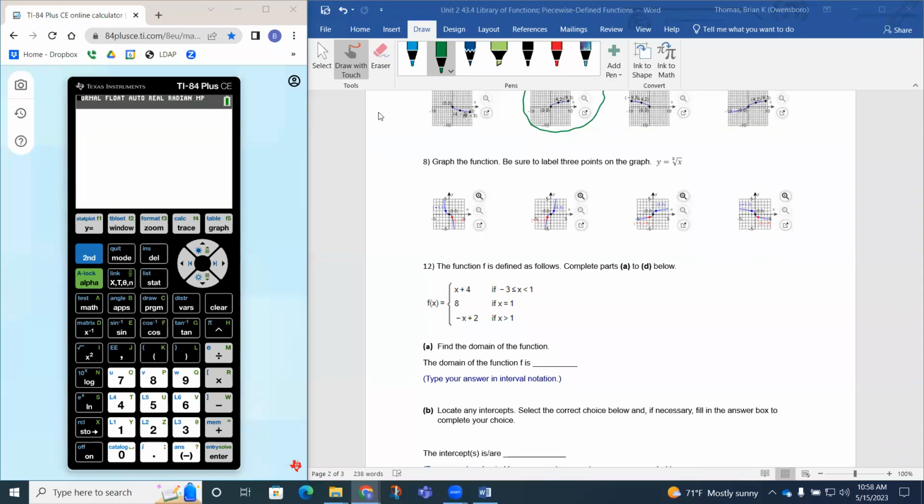So question 8 says graph the function, be sure to label 3 points on the graph, and we have y equals the cube root of x. So again, the cube root function is going to be similar to the square root function, in that it's going to run more left and right. So it's kind of snake left to right.